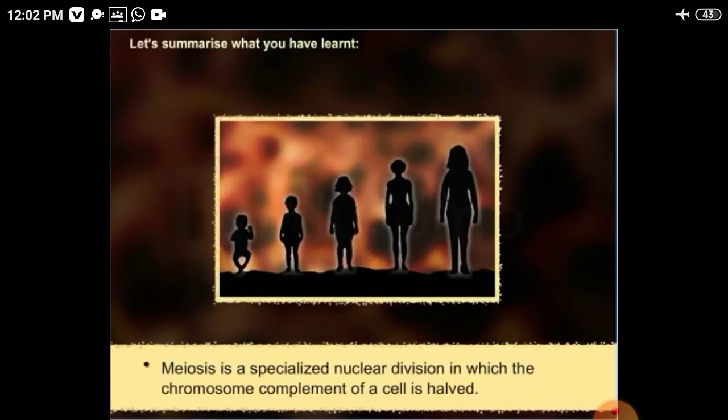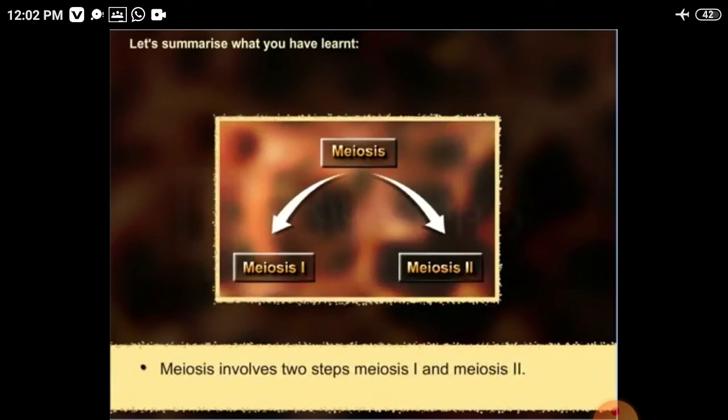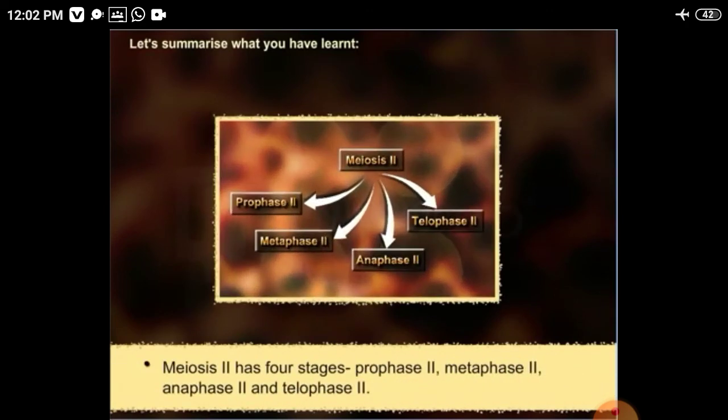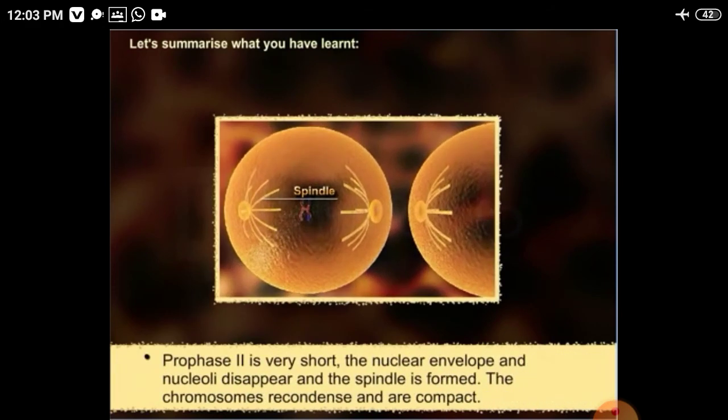Let's summarize what you have learned. Meiosis is a specialized nuclear division in which the chromosome complement of a cell is halved. Meiosis involves 2 steps, Meiosis I and Meiosis II. Meiosis II has 4 stages: prophase II, metaphase II, anaphase II, and telophase II. Prophase II is very short. The nuclear envelope and the nucleoli disappear and the spindle is formed. The chromosomes recondense and are compact.